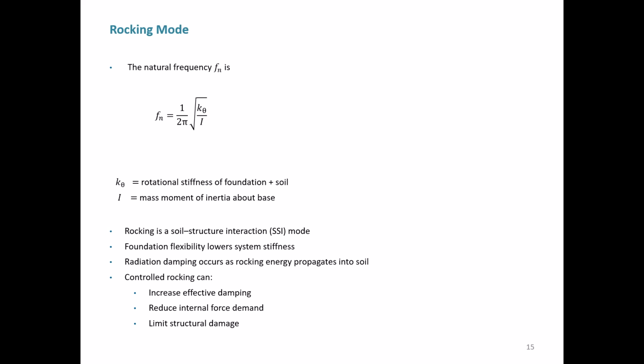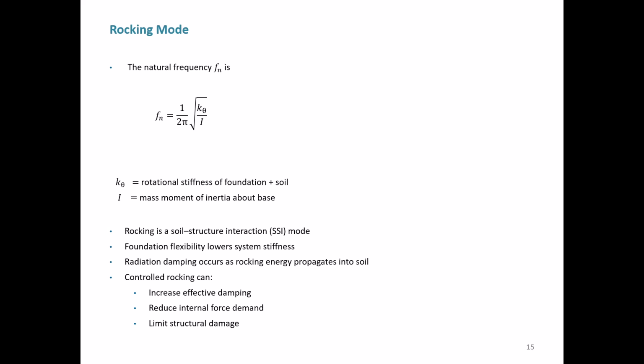Rocking modes. Here's the natural frequency of a rocking mode. It's 1/2 pi square root, we have a rotational stiffness. Now this rotational stiffness that includes the building, the foundation, and the soil, an elastic soil, all those combined together make up this rotational stiffness. And then I will be the mass moment of inertia about the base. So rocking is a soil structure interaction mode, and you'll see that a little more clearly on the next slide.